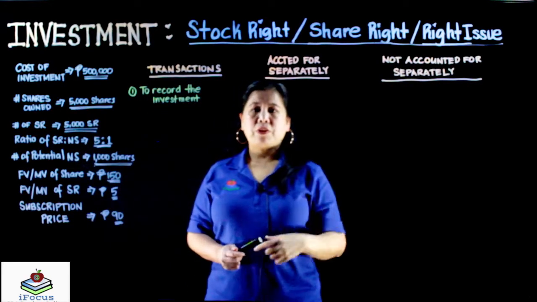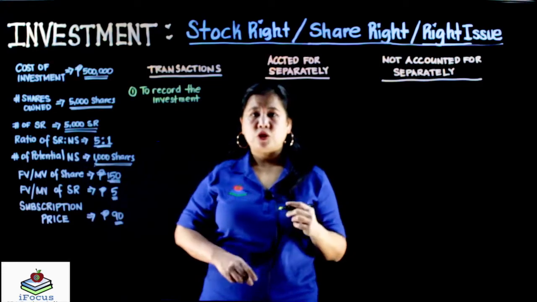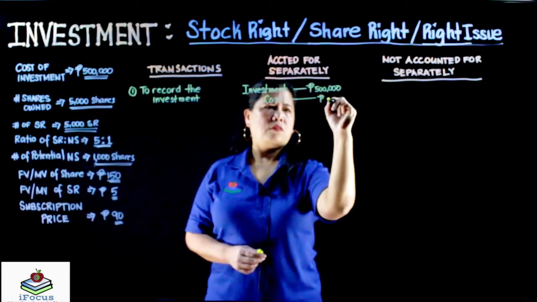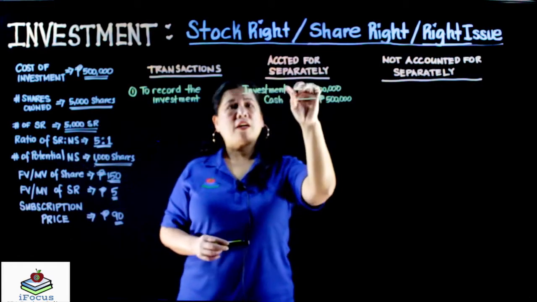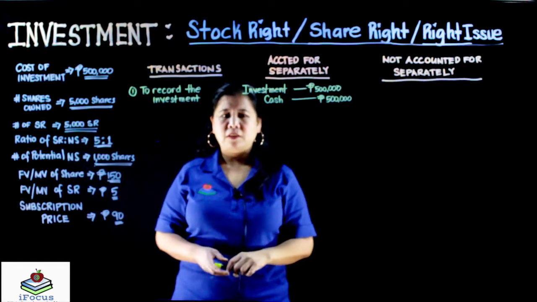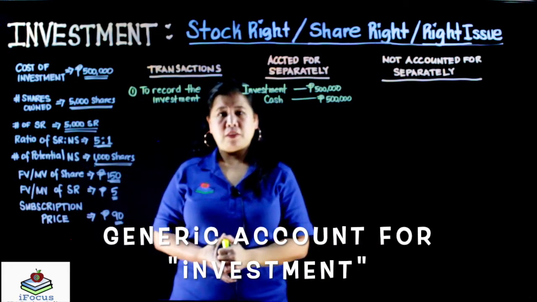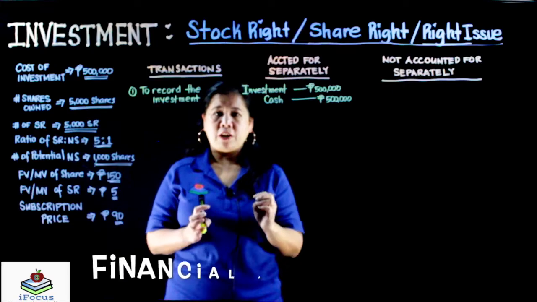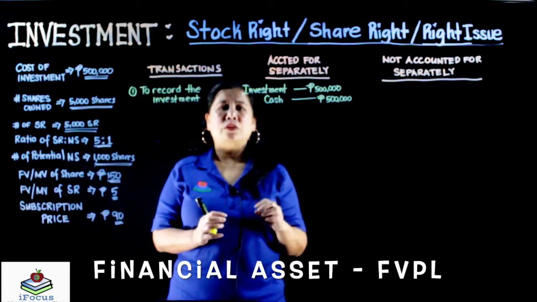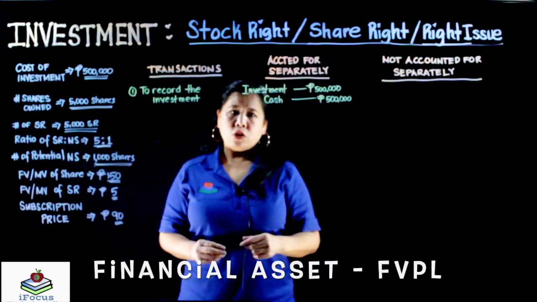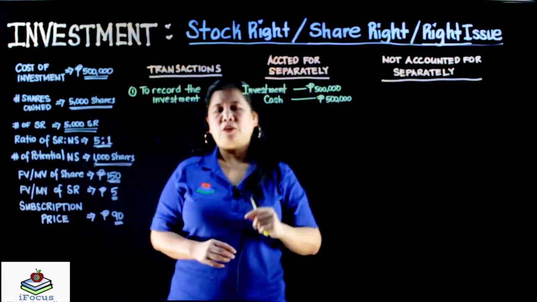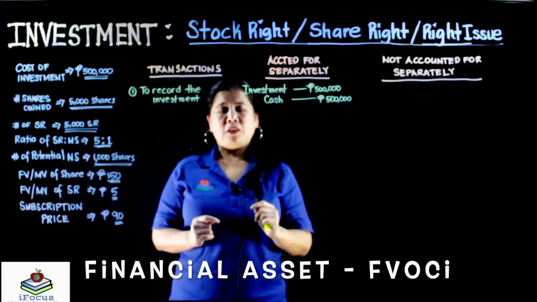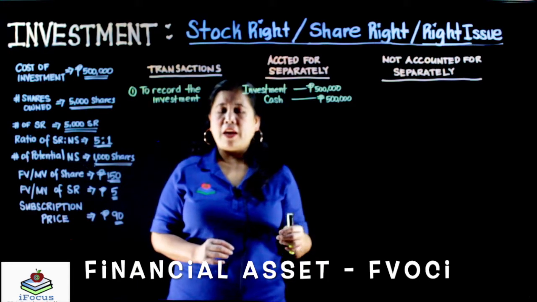On accounted for separately, ang ating magiging entry ay debit to the investment and credit to cash. Alright, so ginagamit natin yung account na investment dahil yan ang generic account ng investment. Pwede mong gamitin kung ang classification ng investment na ito ay financial asset FVPL, then yun ang gagamitin mong investment account. Kung ang classification ng investment na ito ay financial asset FVOCI, then yun ang gagamitin mong account. Debit to financial asset FVOCI and credit to cash.